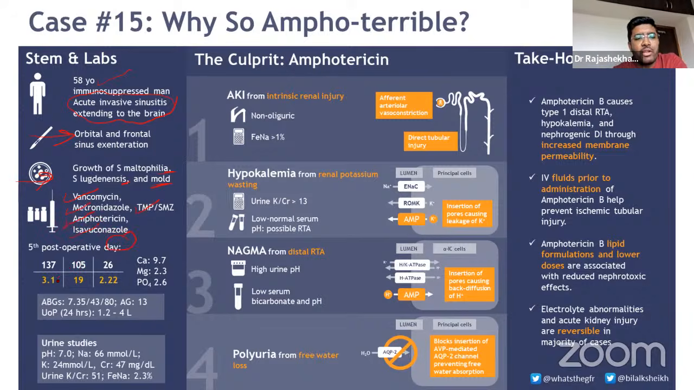On the 5th post-operative day, the patient was found to have hypokalemia and increased creatinine. ABG was pretty normal. A urine study was done to measure the urine potassium creatinine ratio, which was more than 51, with a fractional excretion of sodium of 2.3. Since the fractional excretion of sodium is 2.3, it was a case of acute tubular necrosis with hypokalemia with renal potassium wasting in the background of a toxic drug, that is amphotericin B. So the culprit here is amphotericin B. Although it can cause distal RTA, in our particular patient it was normal.